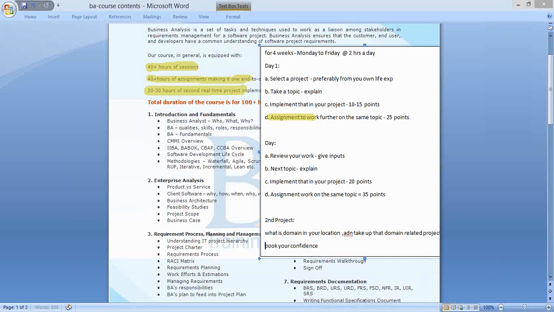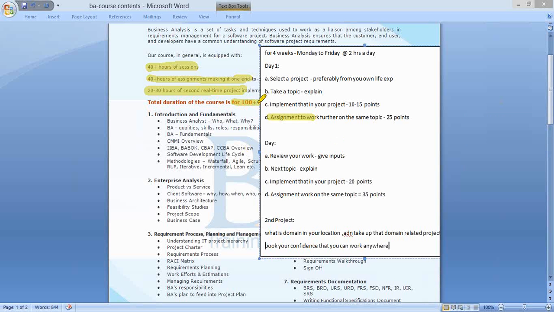That is the only reason why I would suggest you go for a second project: search in your local area and find out which domain is very, very famous, and then do it on your own. That will give you more confidence.